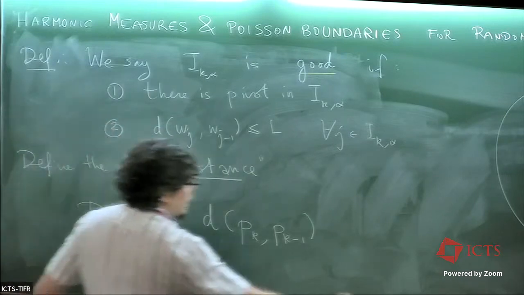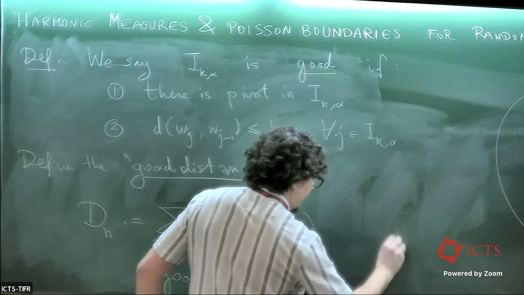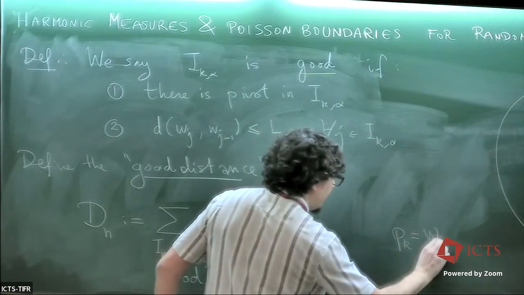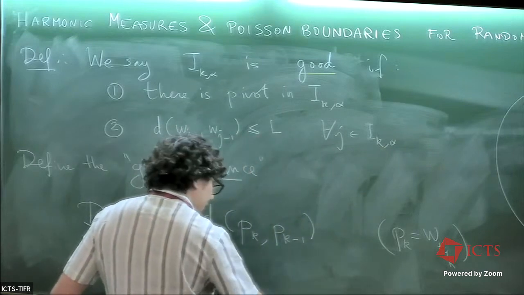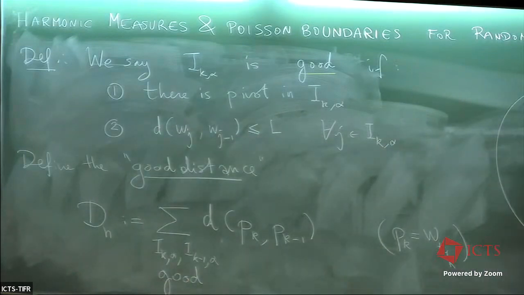Yeah. So P_k is the k-th pivot. Right. So if there are pivots in two consecutive intervals, you can take the distance between them and you're pretty satisfied.